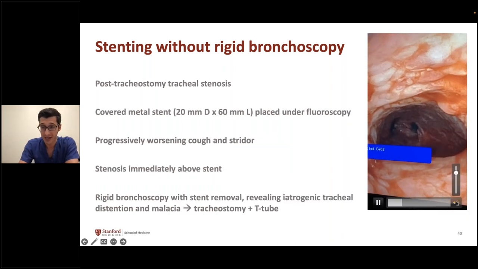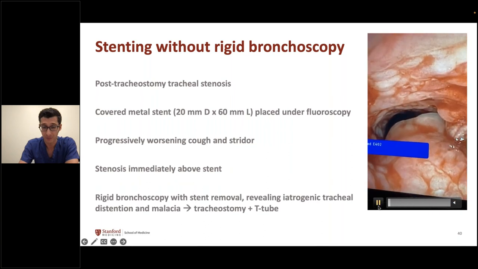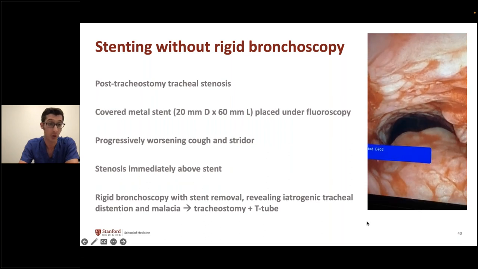So this is another case of a young woman who had COVID pneumonia, had post-tracheostomy tracheal stenosis, and underwent placement of a covered metal stent that was oversized, so 20 millimeters in diameter. It looked great on initial pictures that were sent to us, but probably over time expanded. And she developed progressively worsening cough and stridor, came in and was seen by our ENT colleagues who called us to the room to help out with the distal airway. They saw stenosis immediately above the stent.